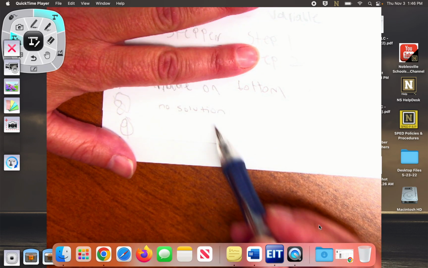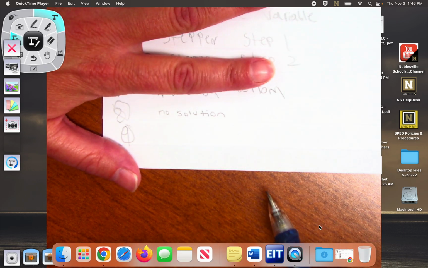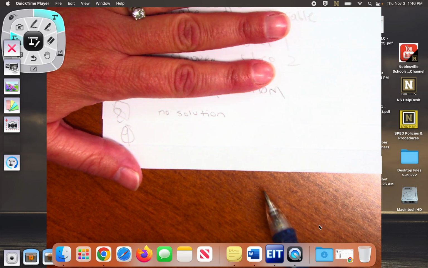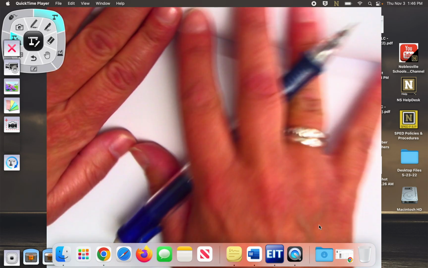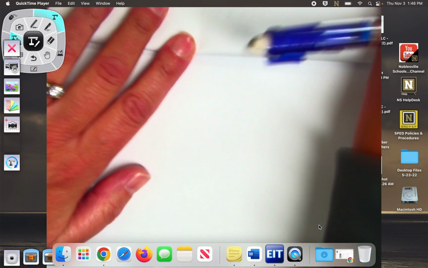So next to number 8, write no solution. Okay? And then go ahead and flip up number 7, so you're looking at the number 8 open space.